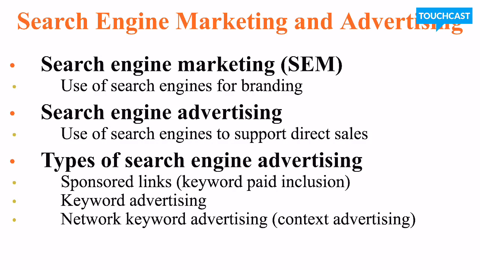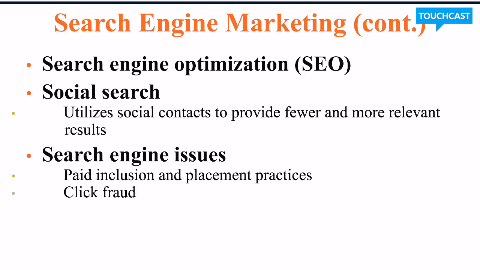SEM or search engine marketing is where companies are using search engines to brand their company or to brand their product. Search engine advertising is the use of these search engines to support direct sales of your product or service. Types of search engine advertising would include sponsored links, where you pay for certain keywords to be placed alongside your brand or your company or your website, so that whenever someone searches for those specific keywords, your website comes up. There's also keyword advertising and network keyword advertising.